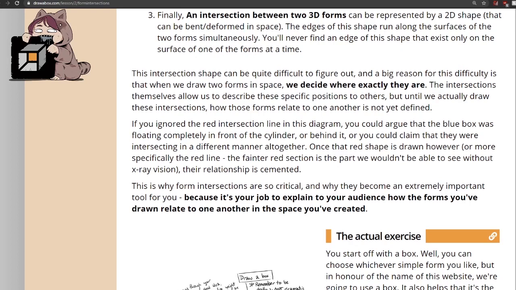If you ignored the red intersection line in this diagram, you could argue that the blue box was floating completely in front of the cylinder or behind it, or you could claim that they were intersecting in a different manner altogether. Once that red line is drawn, however, the fainter red section is the part we wouldn't be able to see without X-ray vision, the relationship is cemented. This is why form intersections are so critical and why they become an extremely important tool for you, because it's your job to explain to your audience how the forms you've drawn relate to one another in the space you've created.